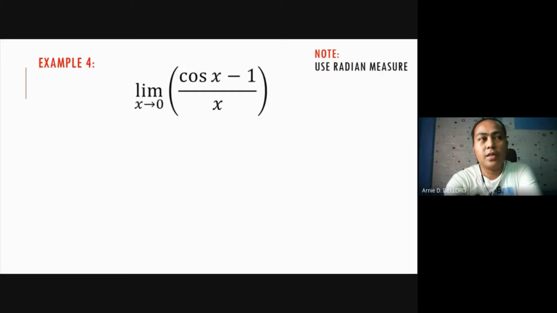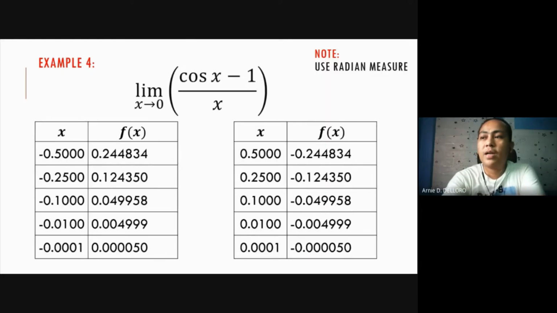Okay na? So in this case, let's present the table of values. So as you can see, the values of both the left-hand side and the right-hand side approach 0. So the table of values of both the values from the left and from the right of 0 approaches 0. So tandaan nyo na yung limit of cosine x minus 1 all over x as x approaches 0 is equal to 0.